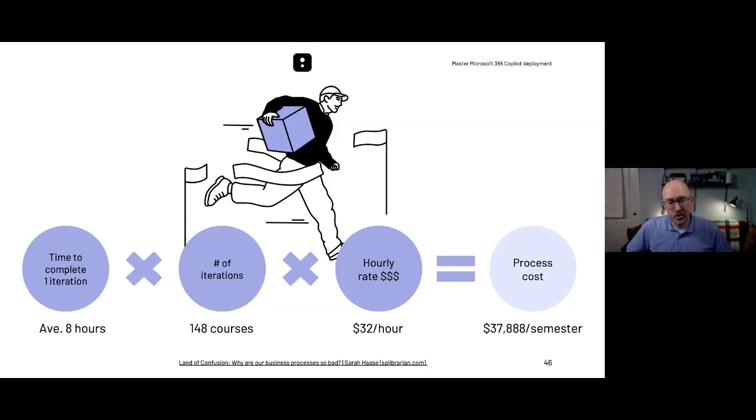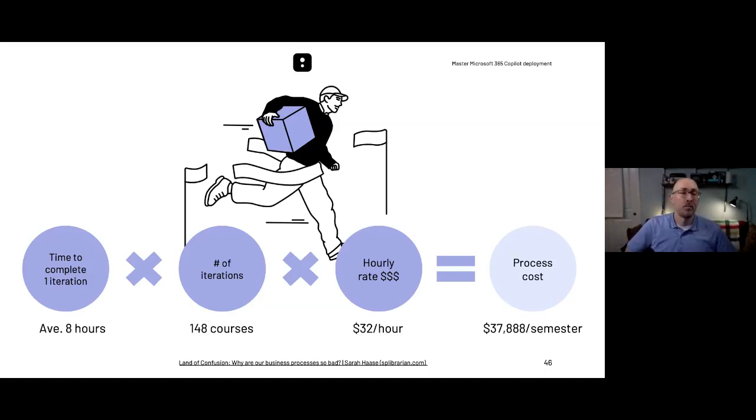And she had a calculator in there where you take the time for a single iteration, the number of times that you're going to do that within a given time period, you estimate the hourly rate for the users involved with that, and that gives you an idea of what the process costs. If you run this before and after Copilot, you can estimate where you might be saving time with Copilot.